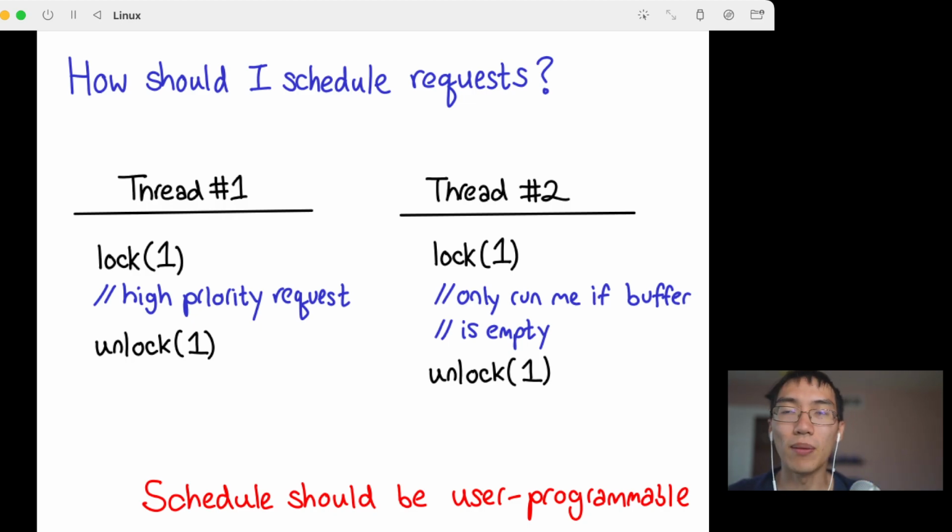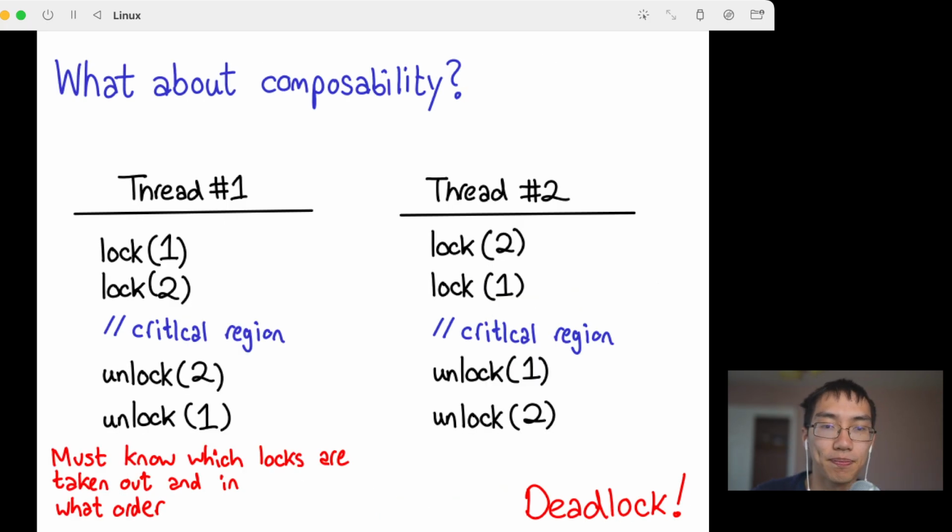So there's this problem, right, which is that we can't just use locks to enforce mutual exclusion. We also need some degree of control over when threads should run, because either there's a high priority thread that needs to run fast, or because there is a thread that wants to get woken up when some computation actually happens.